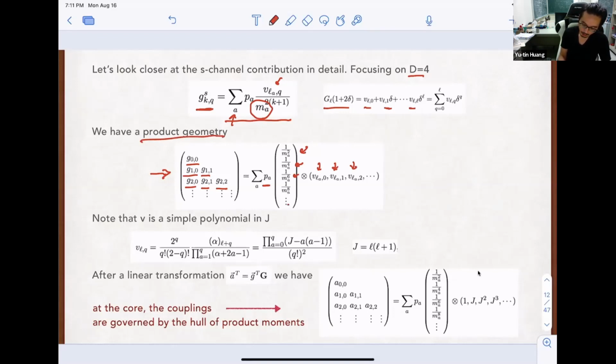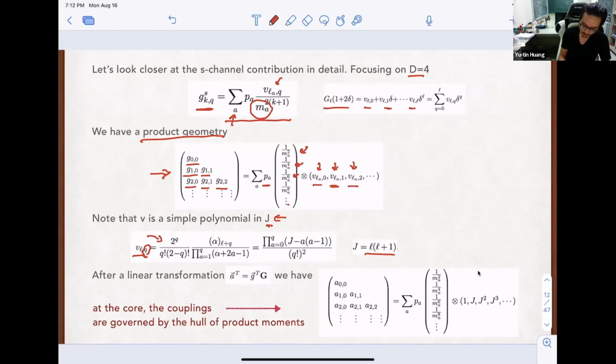Now this product geometry can be further simplified because you note that these are just Taylor expanding your Legendre polynomial. So you can easily work out the exact form of these coefficients. These coefficients have a very simple exact form. And when we write it in terms of J, where J is equal to L times L plus one, and L is the spin, then it's a very simple degree Q polynomial in J. So VLQ, which means the Qth order Taylor coefficient, is just a degree Q polynomial in J.